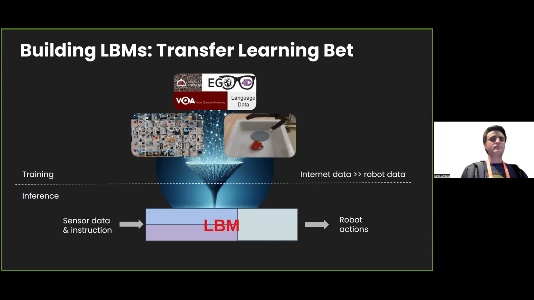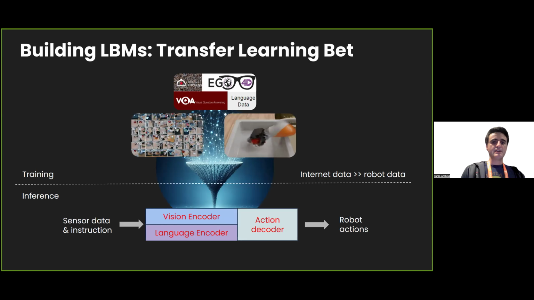And then at inference time, the system basically takes as input sensory data and a text description, and we output robot actions. And if we take a closer look, most probably this LBM model is going to consist of a vision encoder and a language encoder, and that's going to be coupled with an action decoder to basically generate what the robot is supposed to do.